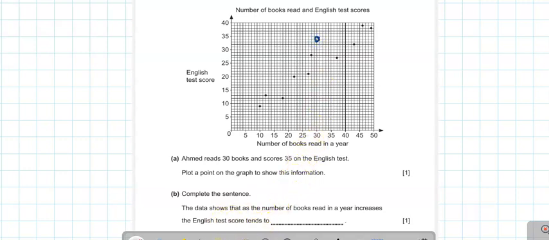Complete this sentence. The data shows that the number of books read in each year increases to the English test score. If you can see, the points go in the positive way. That means the more you read, the better you get in your test. So any word that shows increasing or increase of that. Next question.